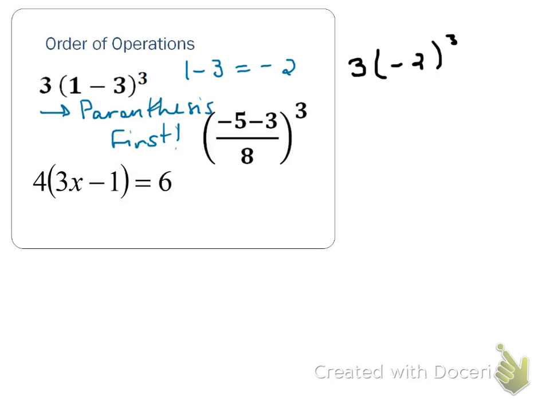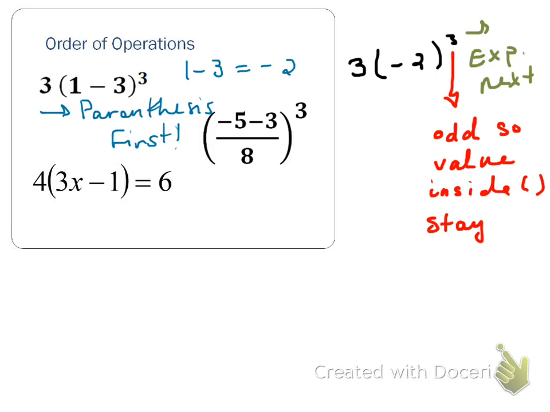The next step in order of operations is exponent. So we need to do that next. Since the exponent is odd, the value inside of the parentheses, since it's negative, it's going to stay negative. So we have negative 2 times negative 2 times negative 2. Because remember, the exponent tells you how many times you're multiplying that base number by itself.